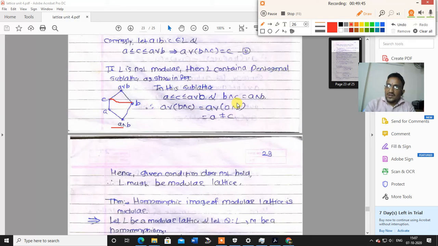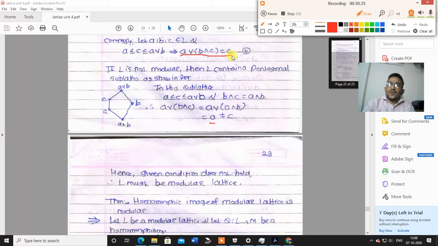Therefore by this equation 4, if this condition holds, then this condition should also hold. Therefore A join B meet C is equal to A join, what is B meet C? B meet C is equal to A meet B. Therefore A join A meet B, by absorption law, is equal to A.